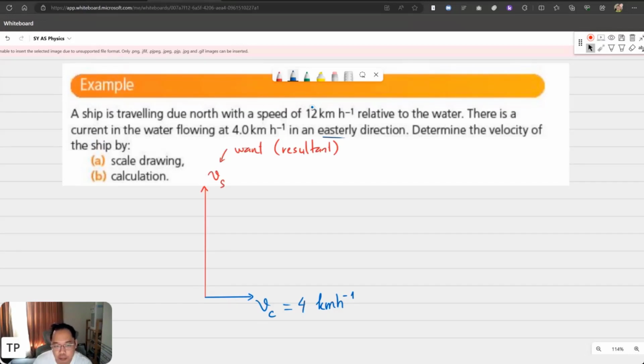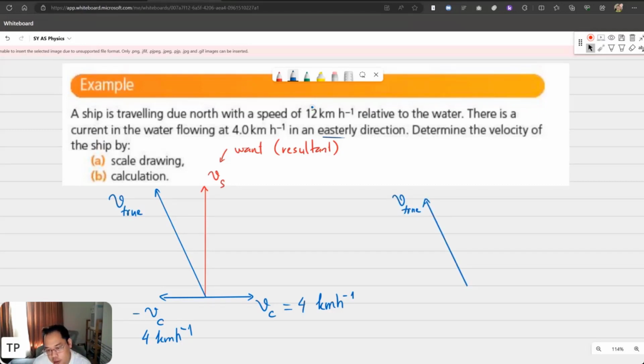So the ship must resist the current by going in the other direction, to cancel out this component. It must have another velocity component equal to the current's but in the opposite direction, minus vc, still 4 km per hour. So the true velocity of the ship is the sum of its two velocities, v_s and the velocity of the current. The sum of these two vectors is the resultant velocity, v the ship.